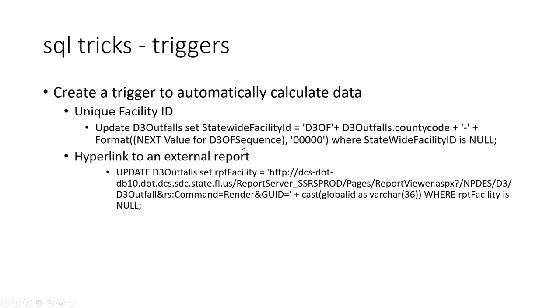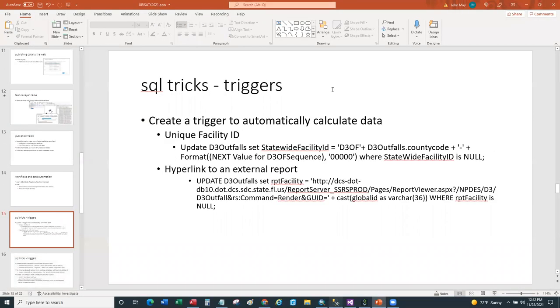So the things they wanted to know was, what district did it come from? So D3 stood for the district. What type of feature was it? So OF represents the type of feature, and stands for outfalls. What county is it located in? So this here is the county code, and then some unique number, right? And so we set up a sequence table, right? It increments by one, it'll hold up to five places of digits, and we just get the next value for the sequence, right? So what does that look like? That looks like this.